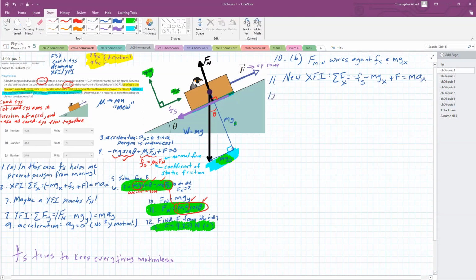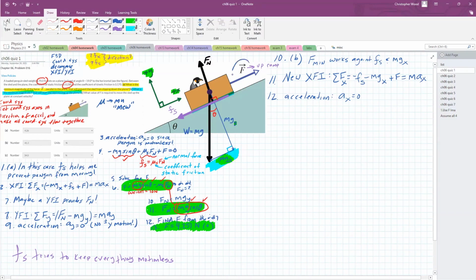Okay. Your knee-jerk reaction is to say something about acceleration. And I can say something about acceleration. A sub X equals 0. Is it true? Because what is the minimum F that will just start the sled? And you might say, hey, Chris, it's not 0 because the force has moved the box.